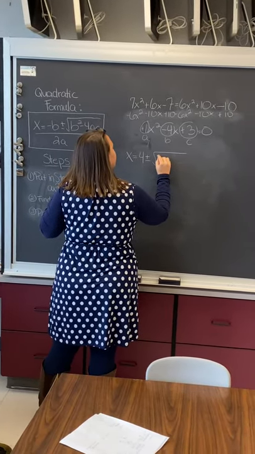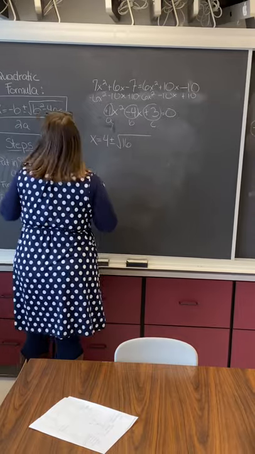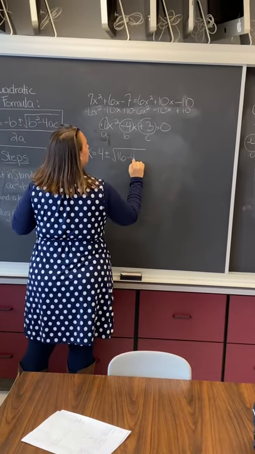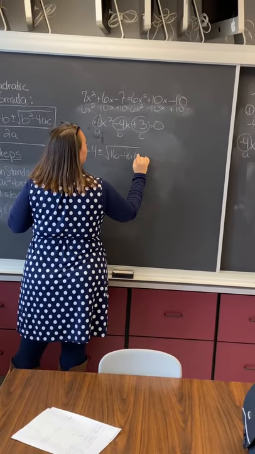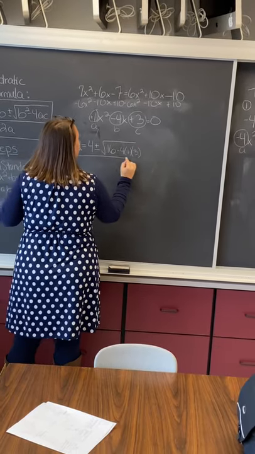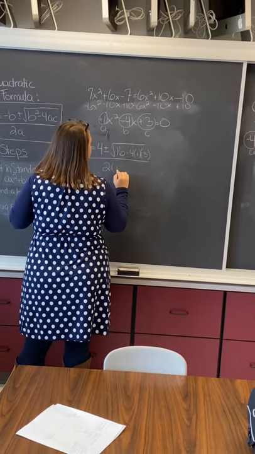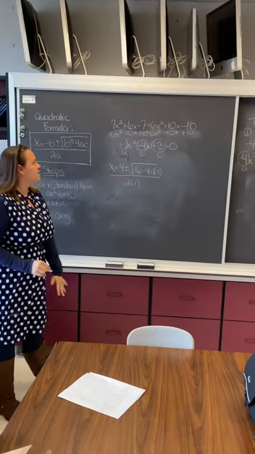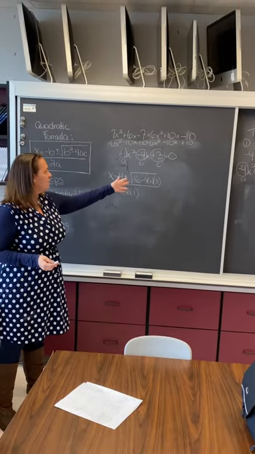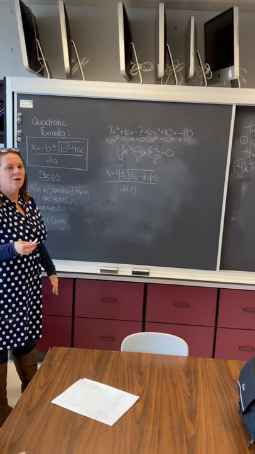Again, my B is four, so minus four squared, 16. Minus four times one times three all over two times one. Now it looks like something we're used to solving. We've been doing radicals, we've done plus or minus. We can do this.